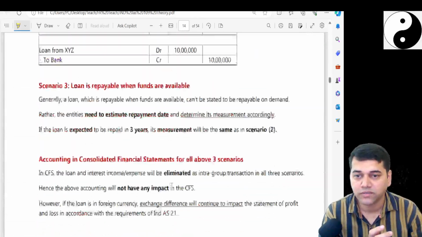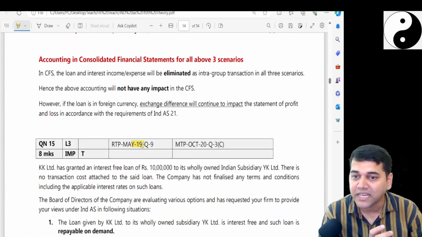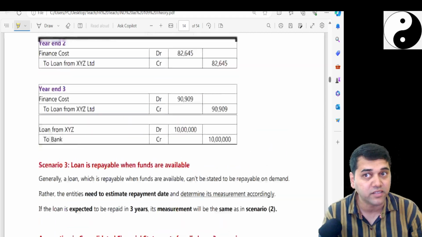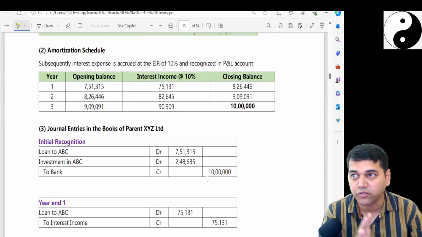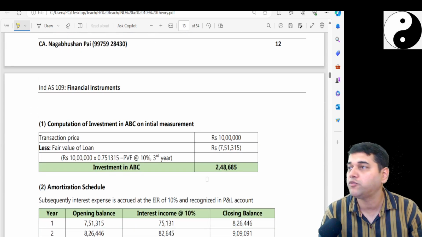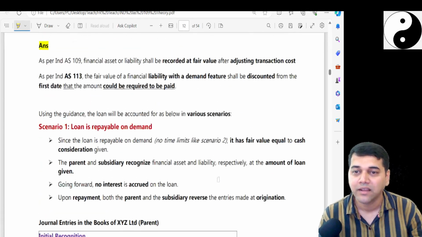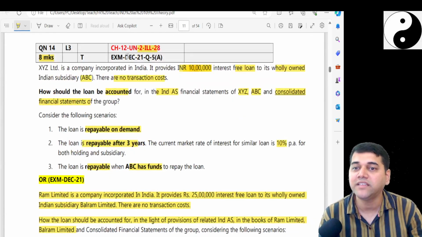This came in your May 19 RTP, October 20 MTP, but with a different format of answer. I have given a similar format so that you will be able to appreciate it. If you want more confusion, please open the RTP and see how they have answered it. And then it came in the December 21 exam.